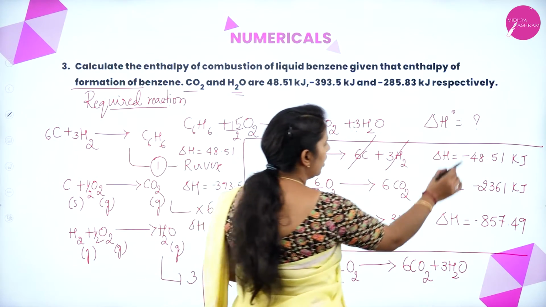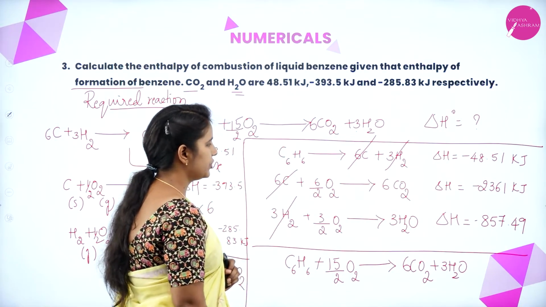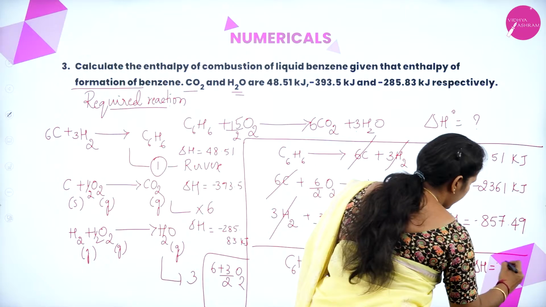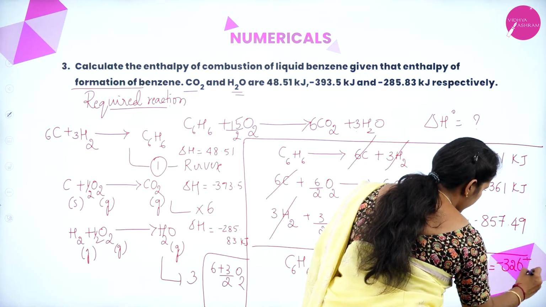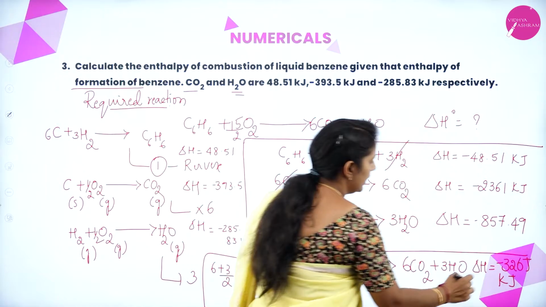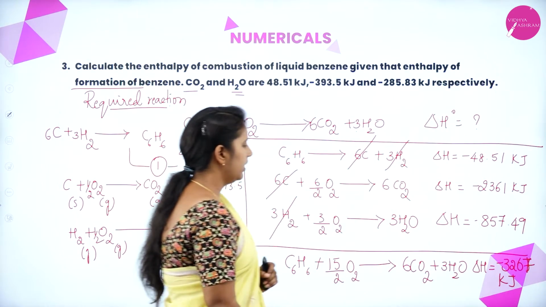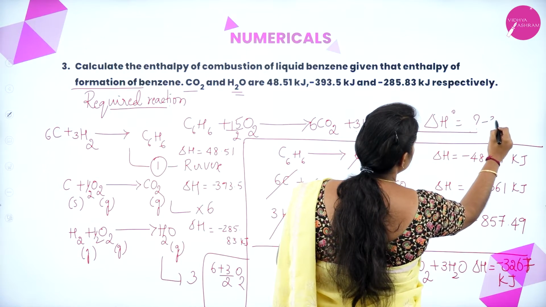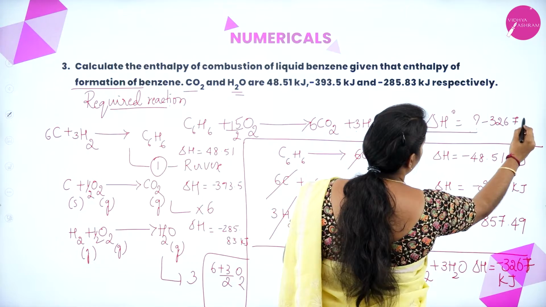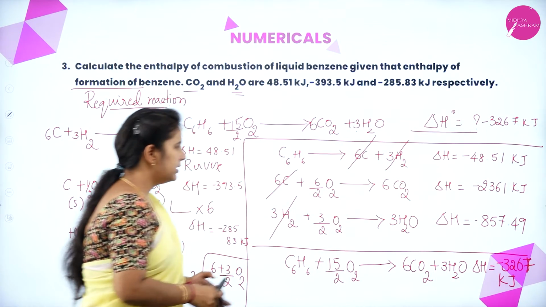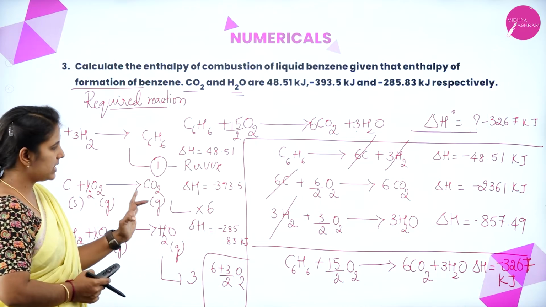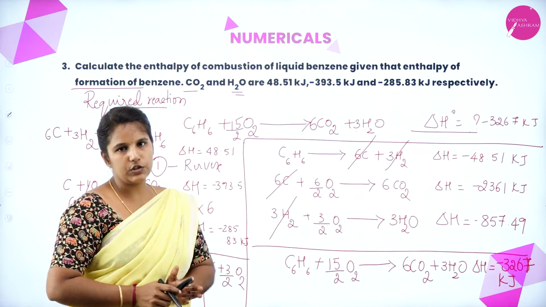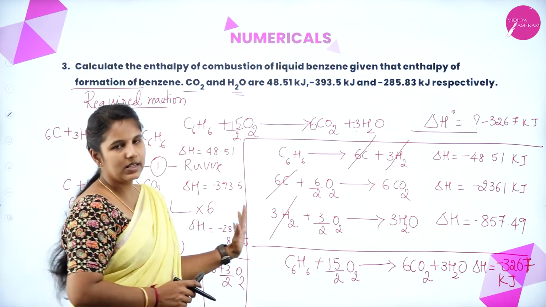Now if you add all the enthalpies of the 3 different reactions, you will get the change in enthalpy as minus 3267 kilojoules. Okay, minus 3267 kilojoules is the required change in enthalpy. This is how, by using Hess's law, we can easily calculate the change in enthalpy of the given reaction. So, hope you all understood this example.